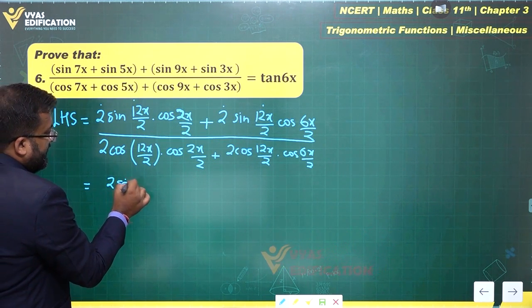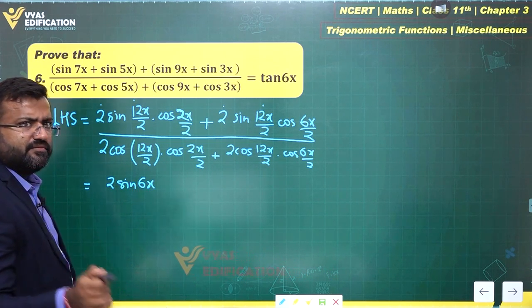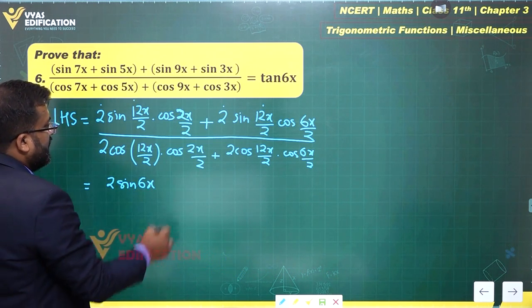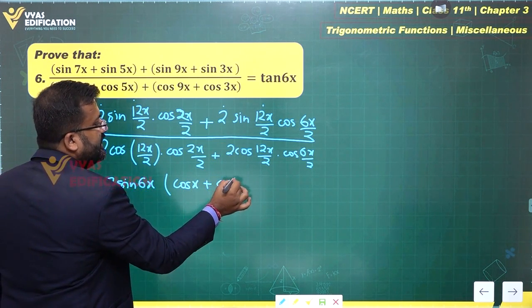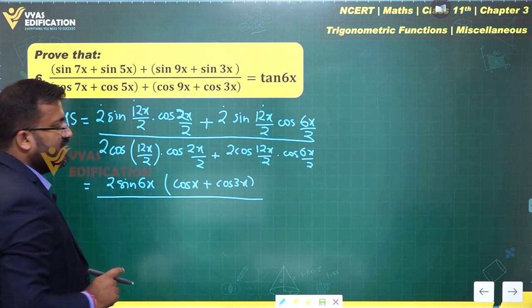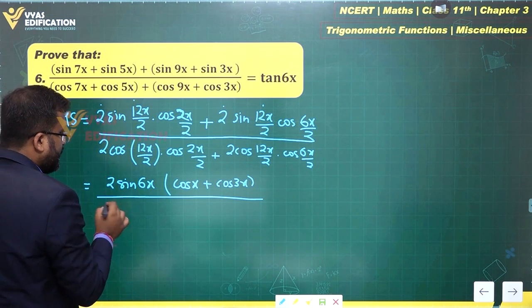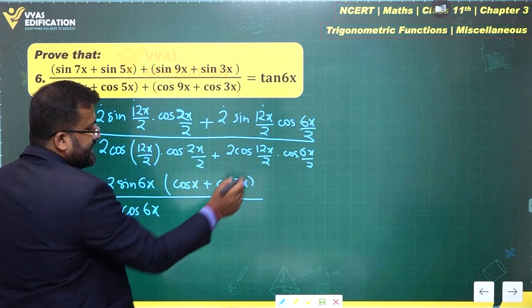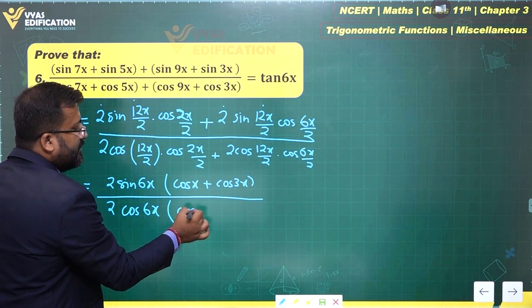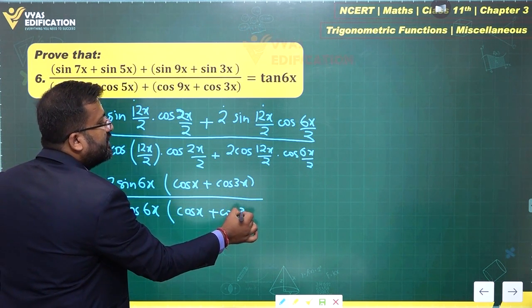This is 2 sin 6x comes out common. Can you observe that? Yes. What remains is cos x plus cos 3x. What about the denominator? In the denominator you have 2 cos 6x here, 2 cos 6x here as well. They will come out common. What remains is cos x plus cos 3x.